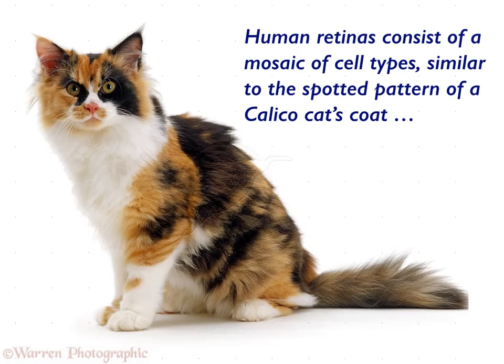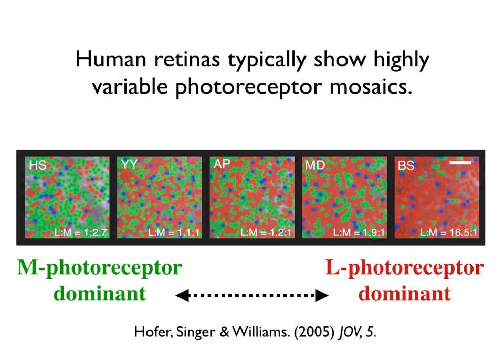And it turns out that human retinas consist of a mosaic of cell types that is similar to the spotted pattern that you see in a calico cat, in that some patches express the pigment from the paternal X chromosome and the other patches express some pigment from the maternal X chromosome. This in human retinas has been shown to create highly variable photoreceptor mosaics.